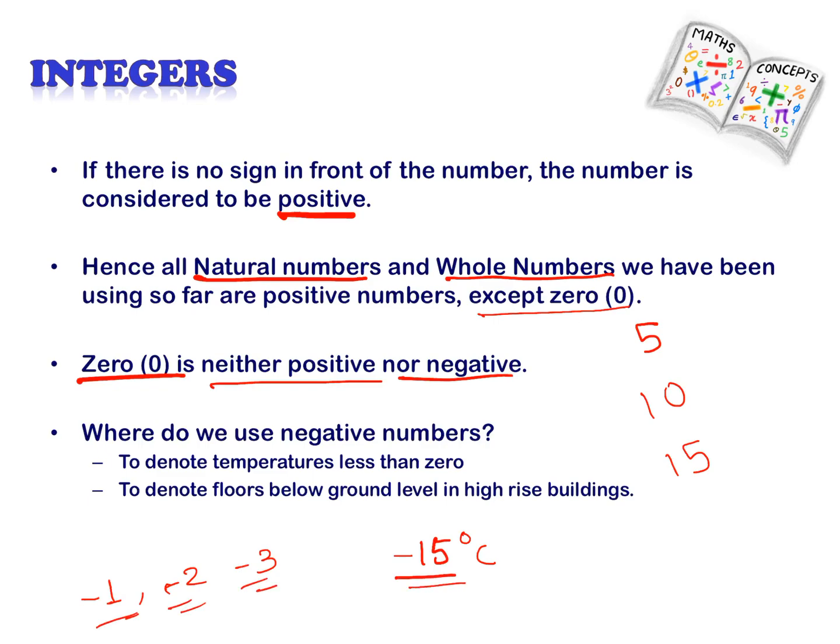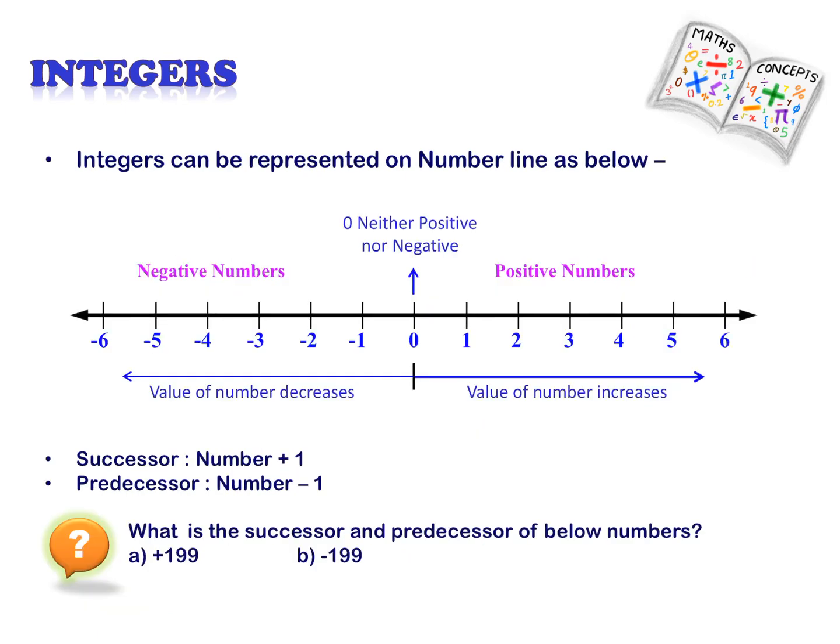Okay, so how do we represent integers on a number line? This is how we do it. 0 in the center, in the middle of the number line. To the right of 0 are all positive numbers, to the left of 0 are all negative numbers. You might have observed that as we go towards the right, the value of the number increases. 2 is greater than 1, 3 is greater than 2. Okay, and as we go towards the left, the value of the number decreases. In the case of negative numbers also, as we go towards the right, the value of the number increases.